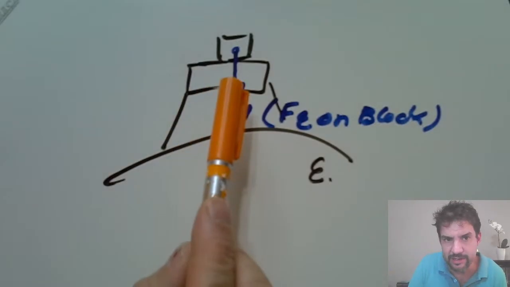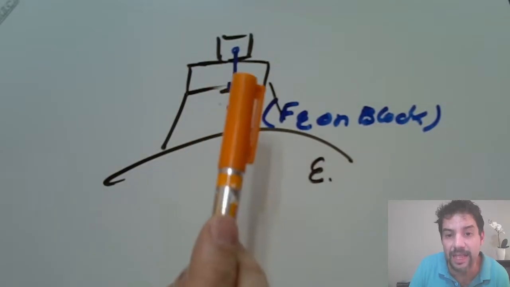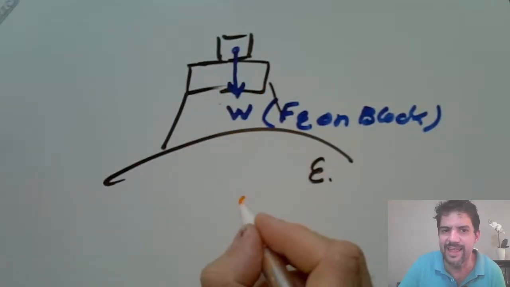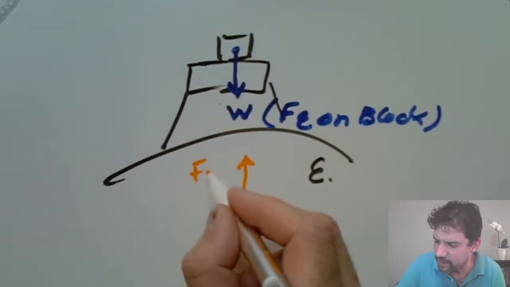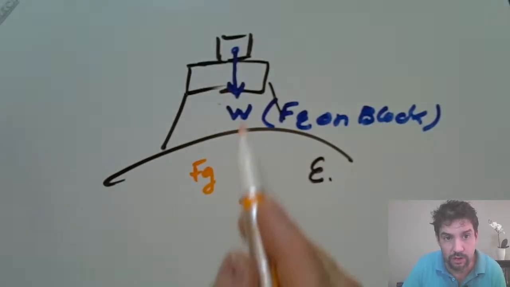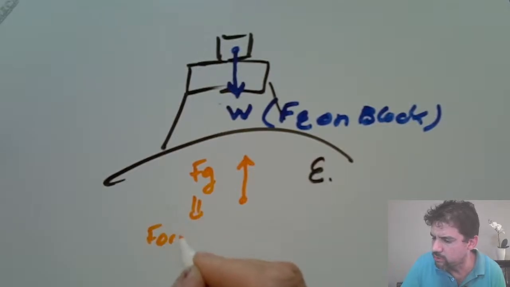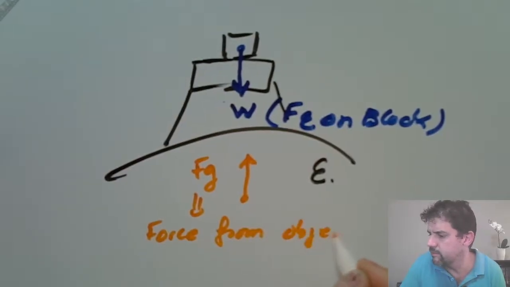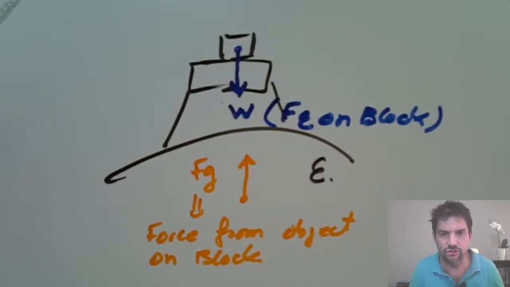So this is the force with which the earth is pulling that block. That block is also pulling the earth up, and that is what we call the reaction. So I'm going to write here, and I'm going to call it here. This one is actually gravitational force. It's a pulling force from this object on the earth, which is, in other words, force from object on block. Those are the action-reaction pair.